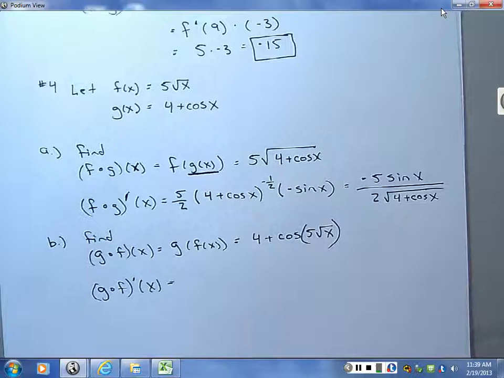So how I got this: this is the function I want to find the derivative of. I leave 5 alone because it's a constant. And I take the derivative of this function, which is something to the 1/2 power. The derivative of something to the half power is 1/2 something to the minus 1/2. I leave this alone. Then I take the derivative of the inside, which would be 0 minus sine of x, since the derivative of cosine is minus sine.